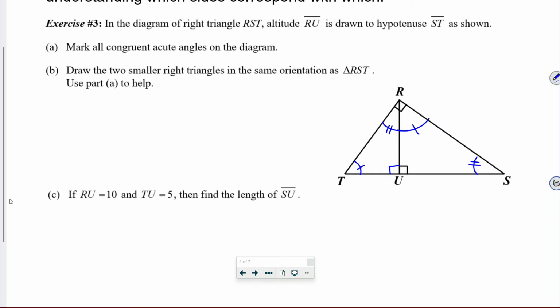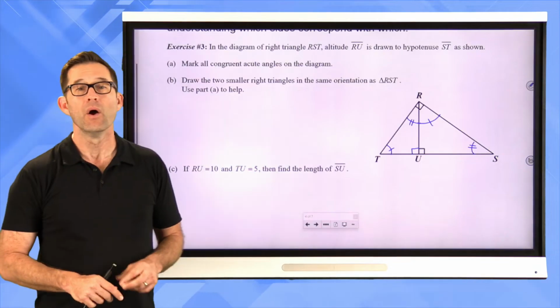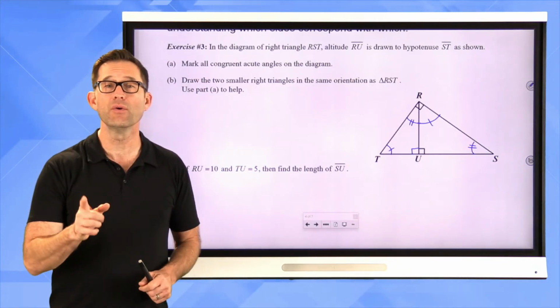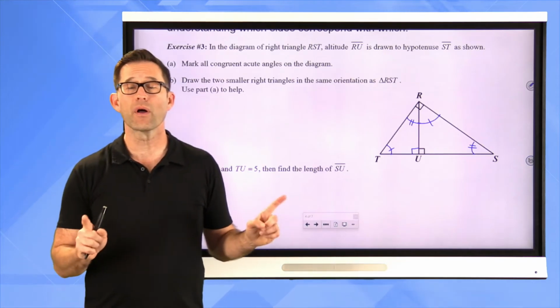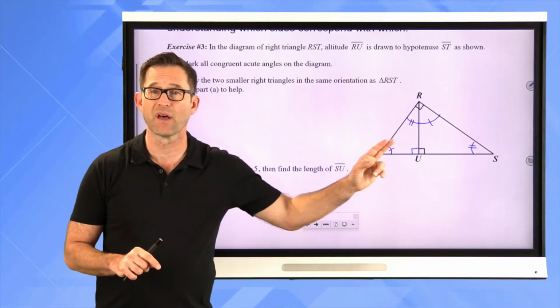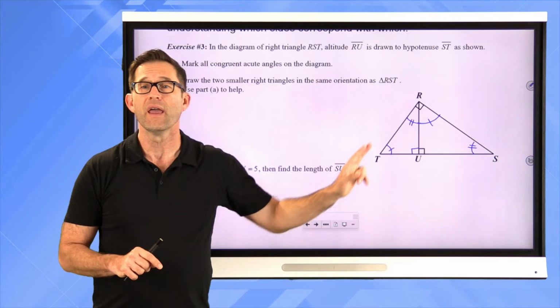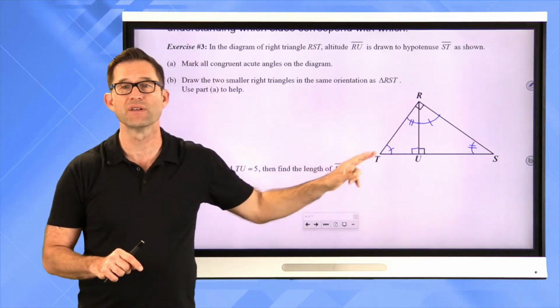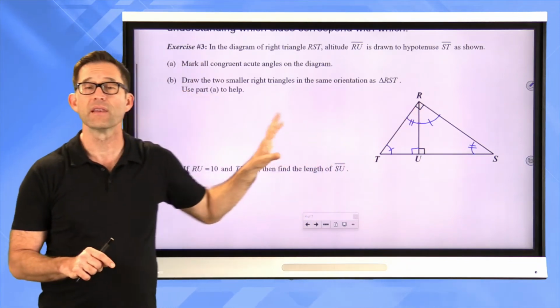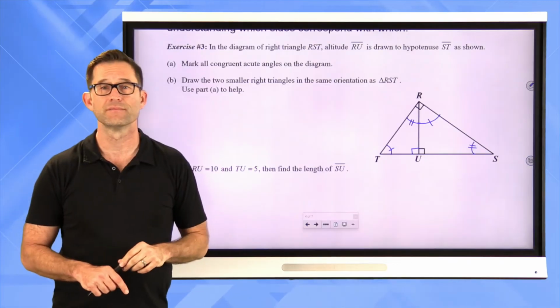Draw the 2 smaller right triangles in the same orientation as triangle RST. Use part A to help. All right, well, we've done this a couple times now, so I'd like you to pause the video and see if you can draw the 2 smaller right triangles, obviously the small one and the medium one, in exactly the same orientation as triangle RST, and then label their vertices.